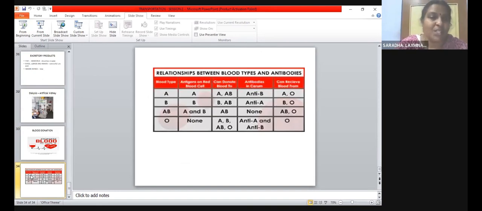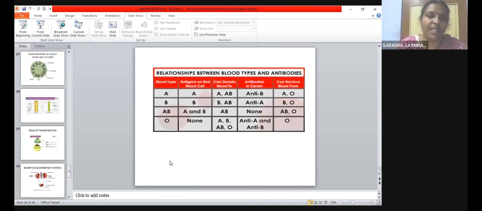So all the terms to be put in as a glossary, and we should make them understand all the terms. Is it all clear, teachers? Yes, ma'am. Yes. So this is about transportation in plants and animals.